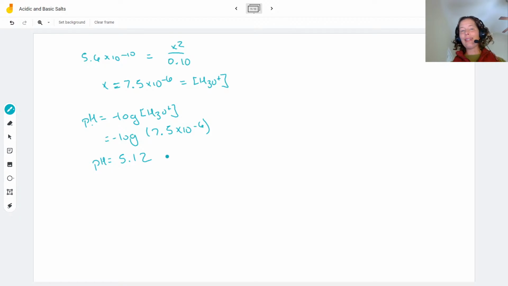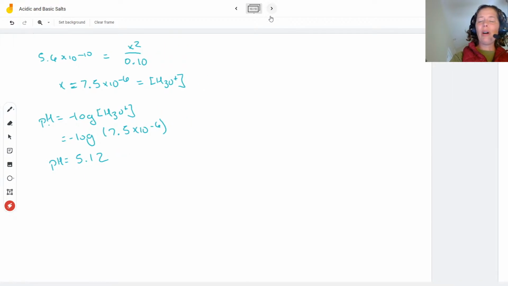Okay, does that make sense with what we predicted in the first place? Well, yeah, we predicted it to be an acidic salt. And you can see, yes, our pH is less than 7. It's not hugely less than 7. It's still a very weak acid, but it does make our solution weakly acidic. So this is how you work through the math of all of these.